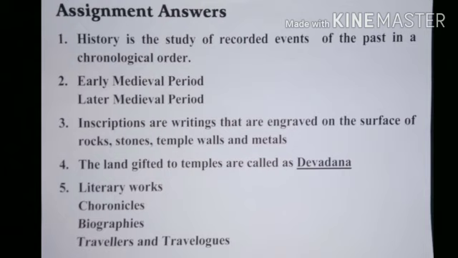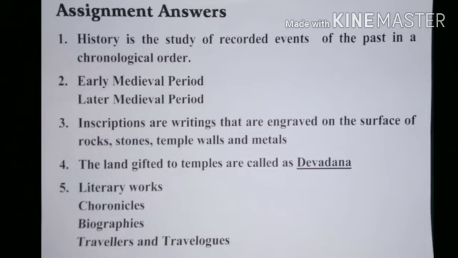What is history? History is the study of recorded events of the past in a chronological order. What are the two types of medieval India? Early medieval period and later medieval period.